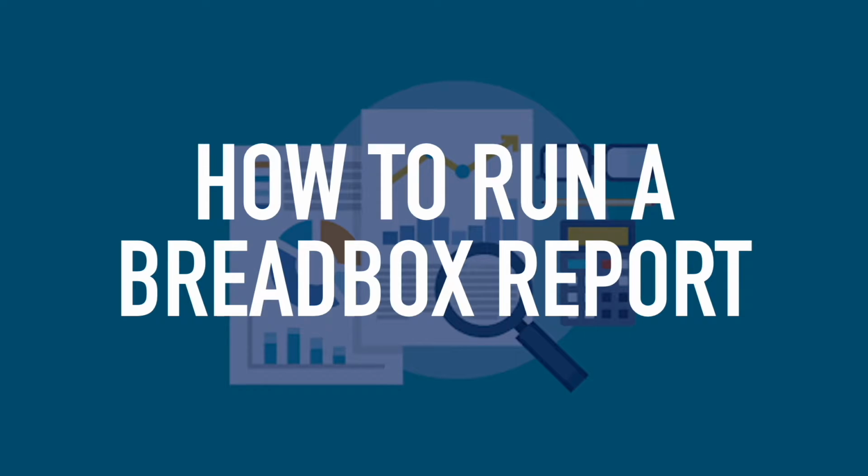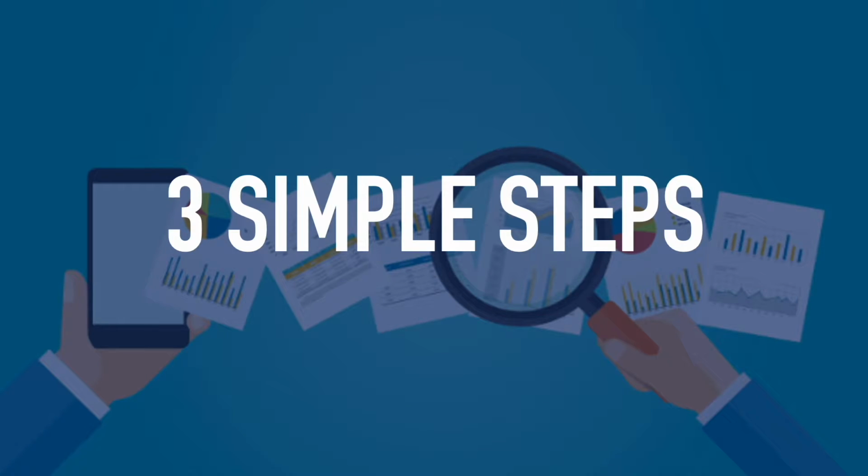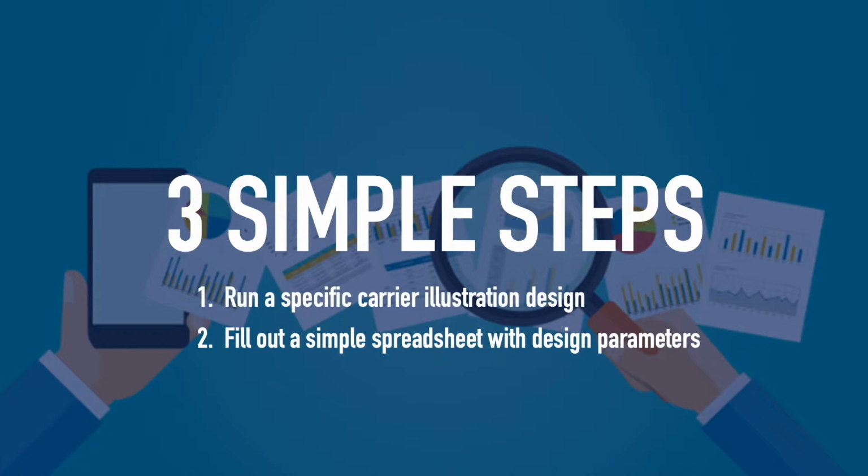Okay, so we're going to talk about how to run a Breadbox report. There are three simple steps to take. The first is you will run a carrier illustration. It's a very specific carrier illustration design, which we'll talk about in just a minute here. We'll also have you fill out a very simple spreadsheet with design parameters of what you're looking to model in terms of floors and caps and things like that. And then once you have those two documents, you will upload those through our Breadbox online portal.